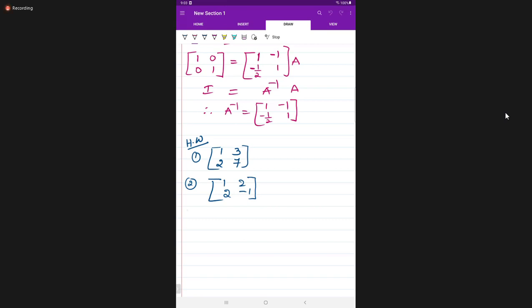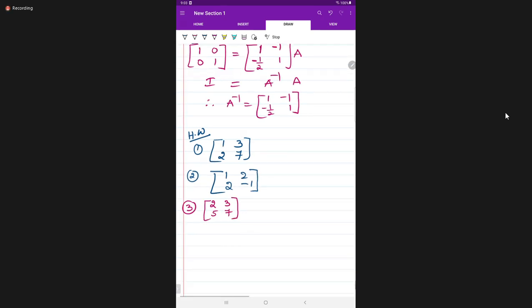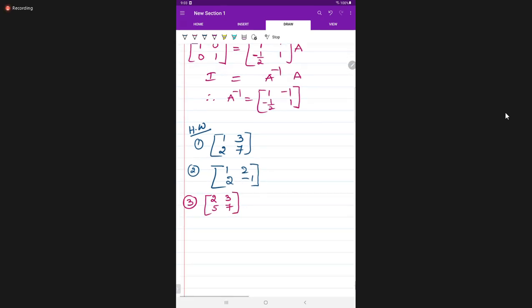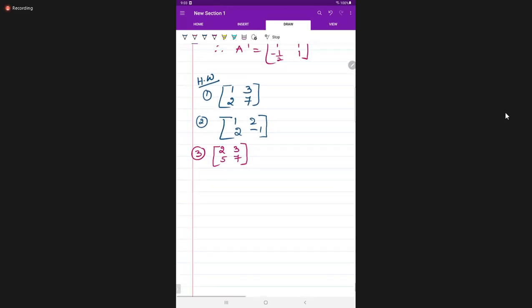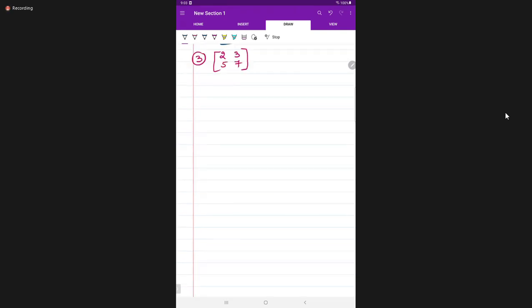Next question, write down. Third one: the matrix 2, 3, 5, 7. Next problem, do it. 2, 3, 5, 7. How to write? Tell me, students. We know that A is equal to I into A.